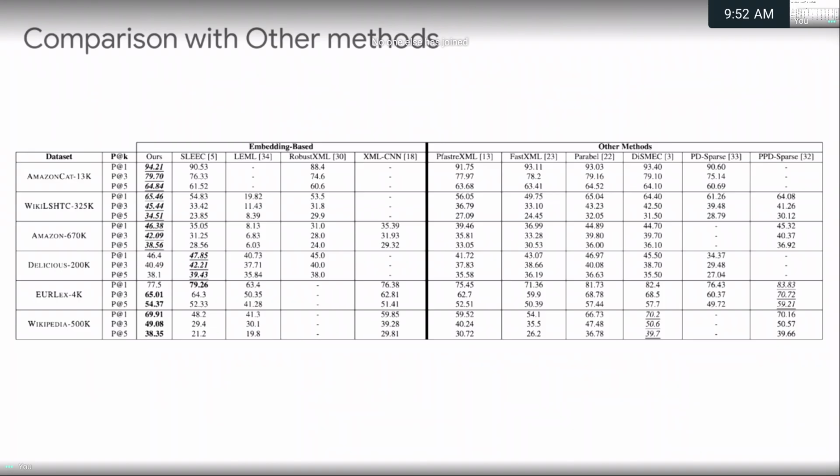And this is the precision at K compared to other baselines and state-of-the-art methods. We have two approaches: one is this embedding-based approach, and the other is these other methods, tree-based or one versus all methods. You can see that on 3 data sets, Amazon Cat 13K, Wiki LSHTC, and Amazon 670K, we outperform all the baselines. In several other data sets, we outperformed just the embedding-based methods, and in Delicious 200K, we do not outperform SLICE, which is also an embedding-based method.